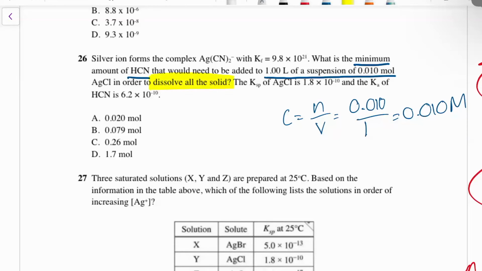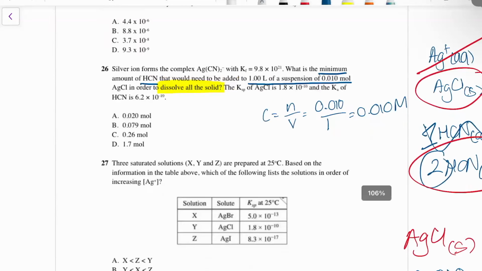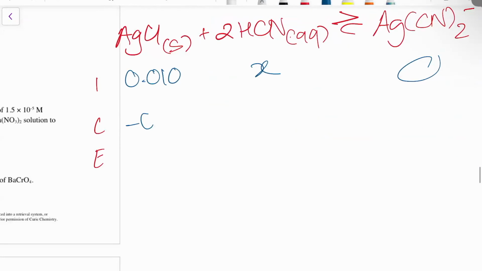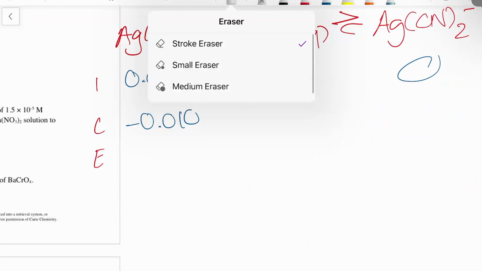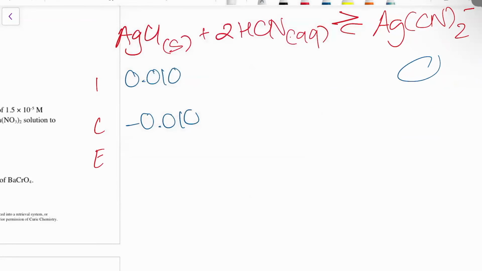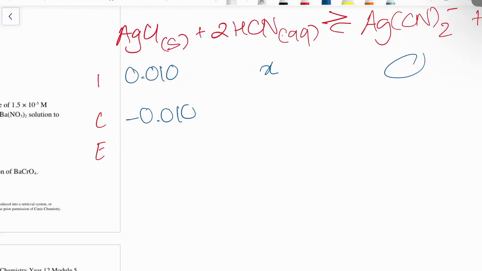Okay, so I know what my change is. I don't need to put my X. For me to dissolve all of the solid, I'm getting rid of all of this. So that's why there's no X here. I could have used any letter over here. I just used X because every unknown is an X.